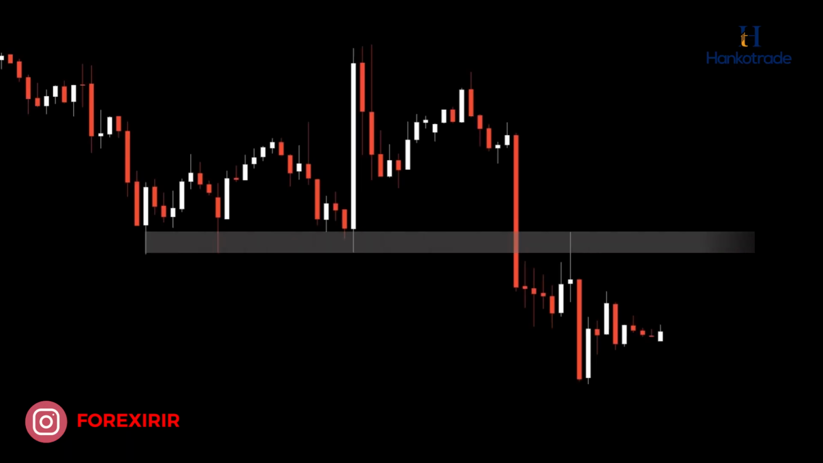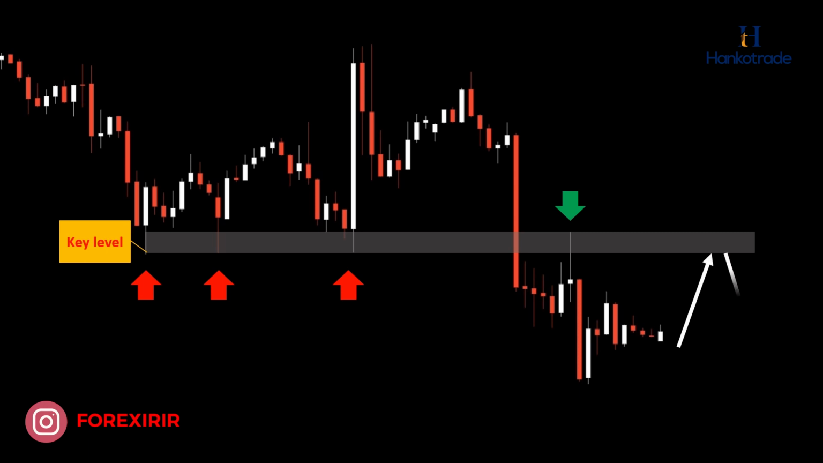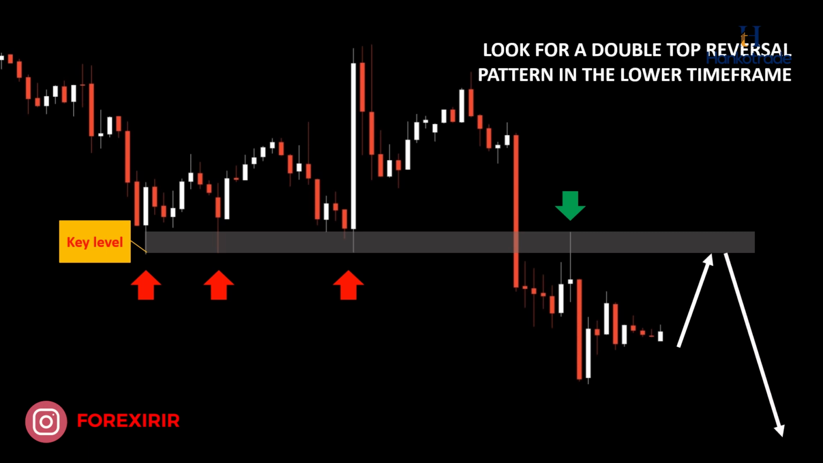On the EUR/USD 1-hour chart, we've identified a significant level of market structure. This level has recently played a role as both support and resistance on multiple occasions. Our strategy now involves waiting for the market to enter the supply area. Once it does, we'll be closely monitoring for the formation of a double top reversal pattern. This pattern will signal an opportunity to enter a short position.